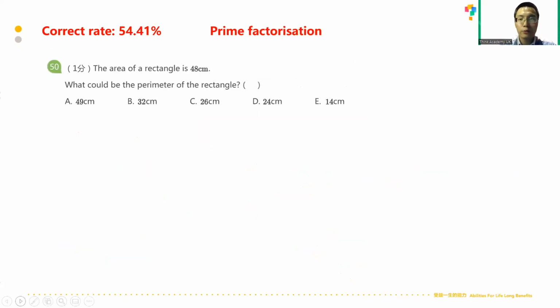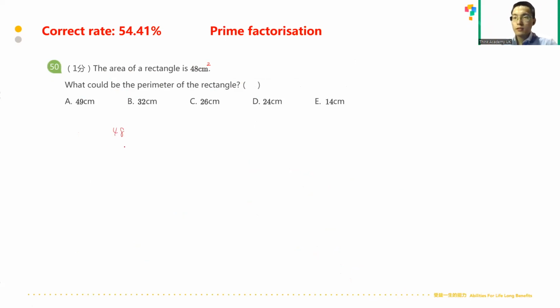Right, finally, the last question, the 50th one. The area of a rectangle is 48 centimeters squared. What could be the perimeter of the rectangle? For this type of question, for a rectangle, we know its length times its width, right? We only need to split 48 into two factors.